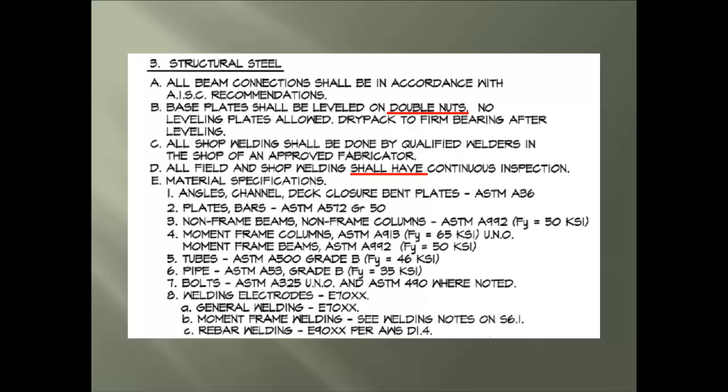All field and shop welding shall have continuous inspection. Notice how the non-frame columns are A992 steel and the moment frame columns are A913. And for the CWI inspector, if you think having a bolting certificate is not important, see how the bolts are A325 or A490. By code, they require continuous inspection.